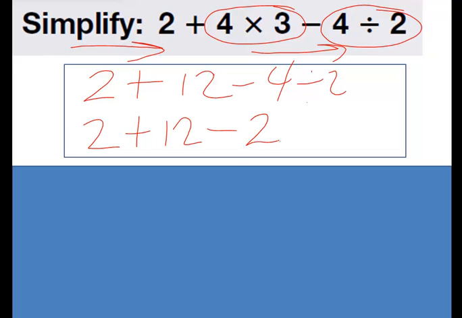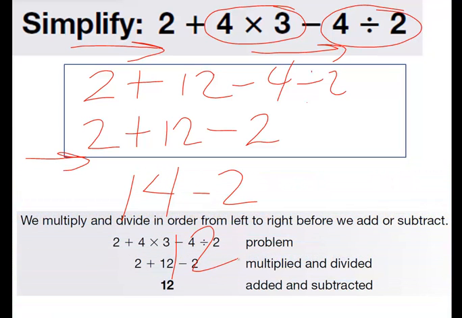Now we go back to our left and we start all over again. Going across, we've got 2 plus 12 is 14, minus 2. 14 minus 2 is 12. And that is order of operations in its simplest form. Let's see if we can do some more, and you see if you can get them done before I can demonstrate them in the video.